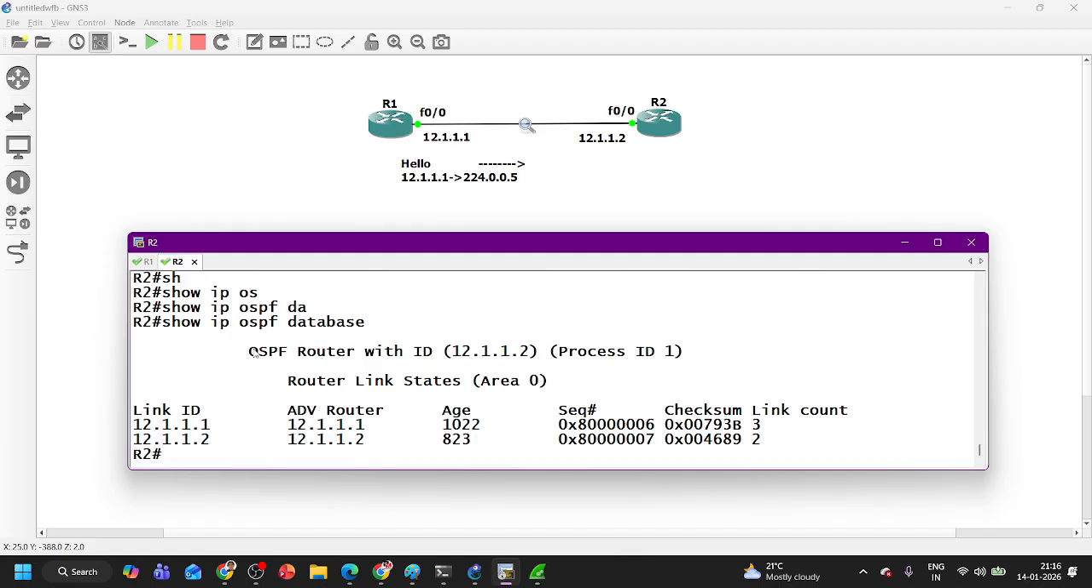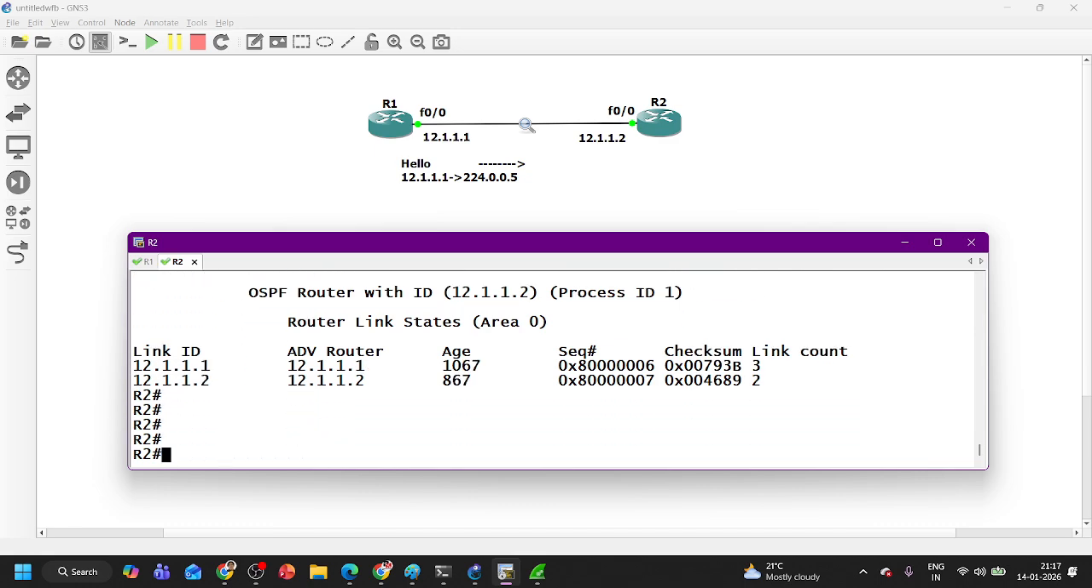On router number 2, if I check the OSPF database, you can see there are two databases. This is the database of 1.1.1.1, meaning router number 1, and this is the database of router 2. Actually it is a single database, but there are two router LSAs: the router LSA of R1 and the router LSA of R2. In the router LSA of R1 there are three links; in the router LSA of router 2 there are two links. Here you can see the checksum, sequence number, and advertising router ID. Who is advertising this LSA?